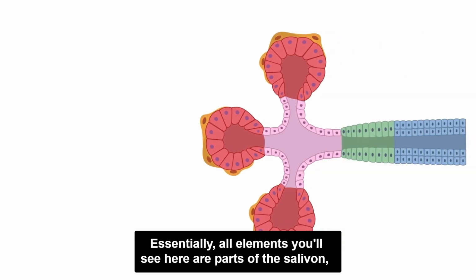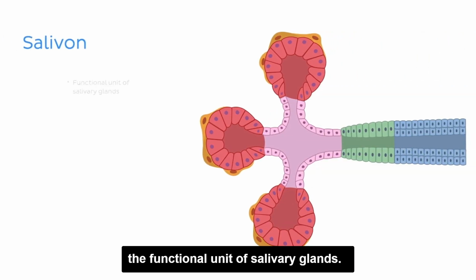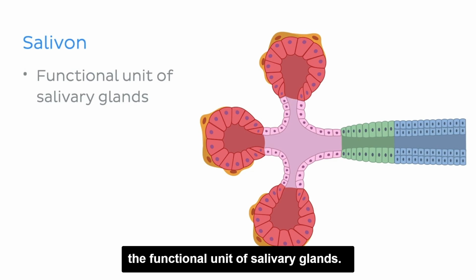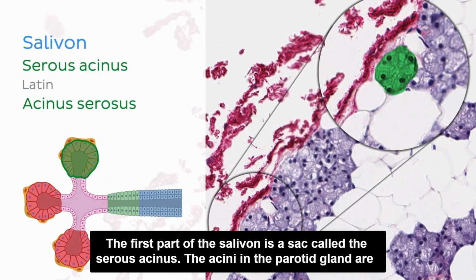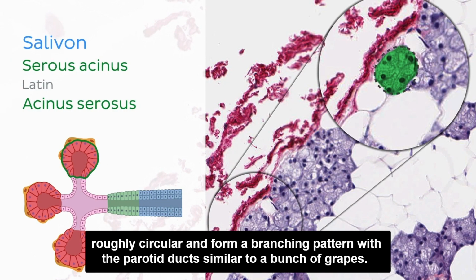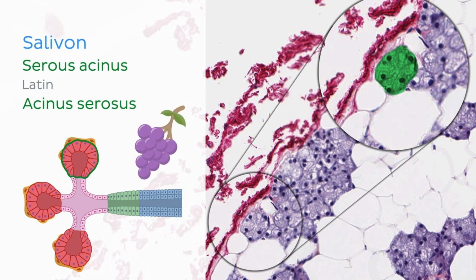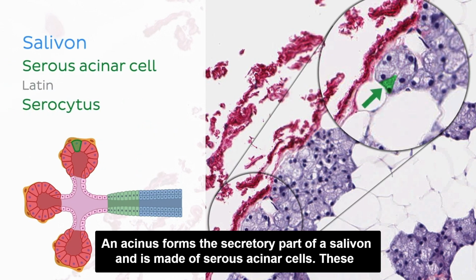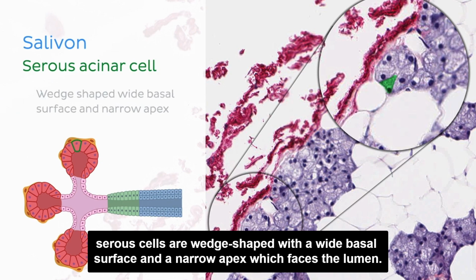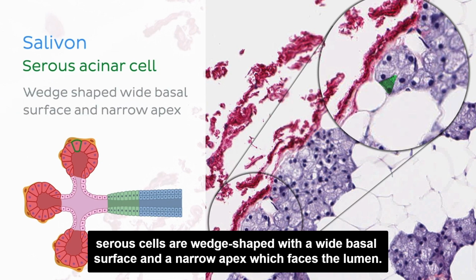Essentially, all elements you'll see here are parts of a salivon, the functional unit of salivary glands. The first part of the salivon is a sac called the serous acinus. The acini in the parotid gland are roughly circular and form a branching pattern with the parotid ducts similar to a bunch of grapes. An acinus forms the secretory part of a salivon and is made of serous acinar cells. These serous cells are wedge-shaped, with a wide basal surface and a narrow apex, which faces the lumen.